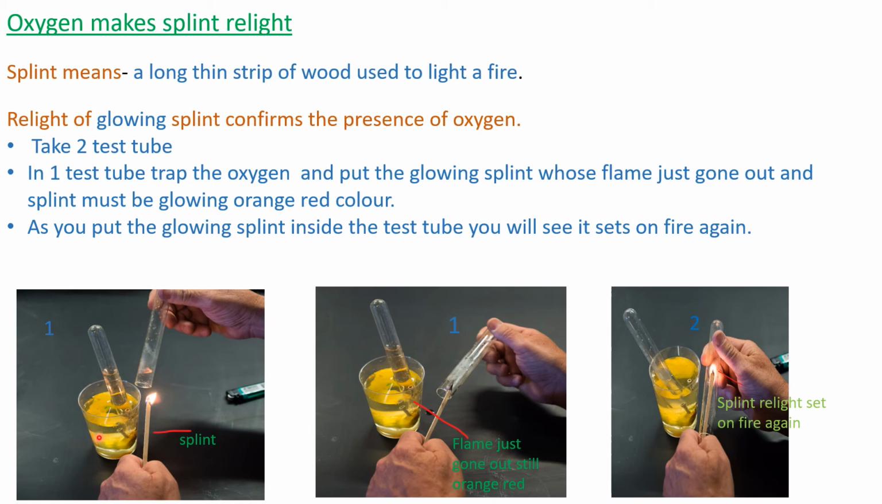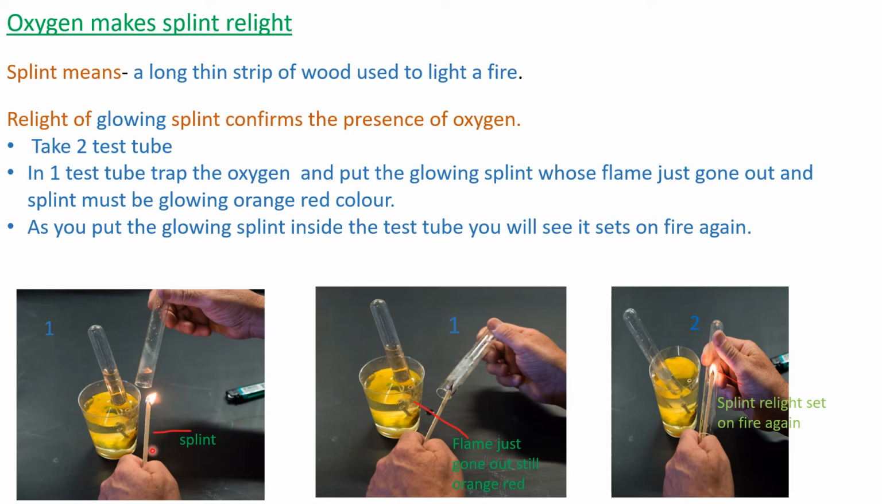We have to take two test tubes. Suppose this is one test tube. You can consider these two figures as one test tube, and this one is a second test tube. So it will help you to understand. That's why I have taken the two figures. In the first test tube, you have to trap the oxygen and put the glowing splint, that is a long thin strip of wood, inside this test tube.